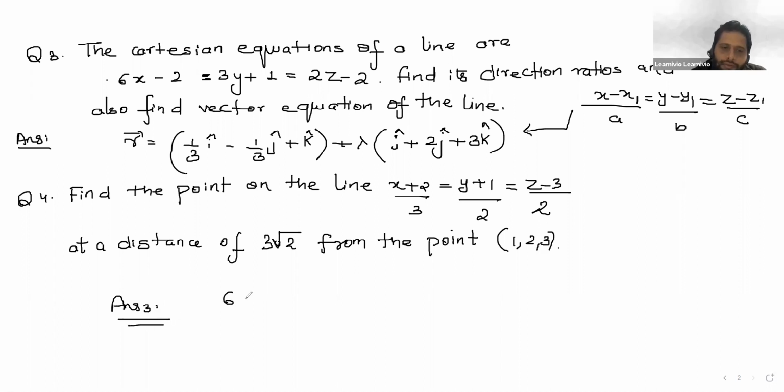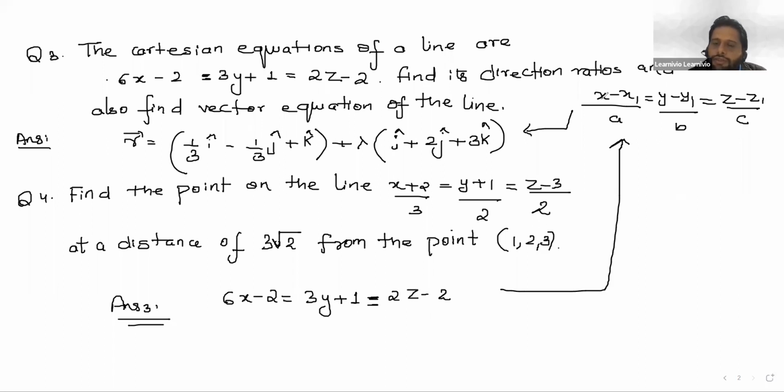So you have this one, 6x minus 2 is equal to 3y plus 1. It is a very important question, because from this you will get to know how to convert a Cartesian form into a vector form when it is not in the standard form. If you compare this with your standard equation, this is only x minus x1. Here you have 6x, but in the formula you have x minus x1.